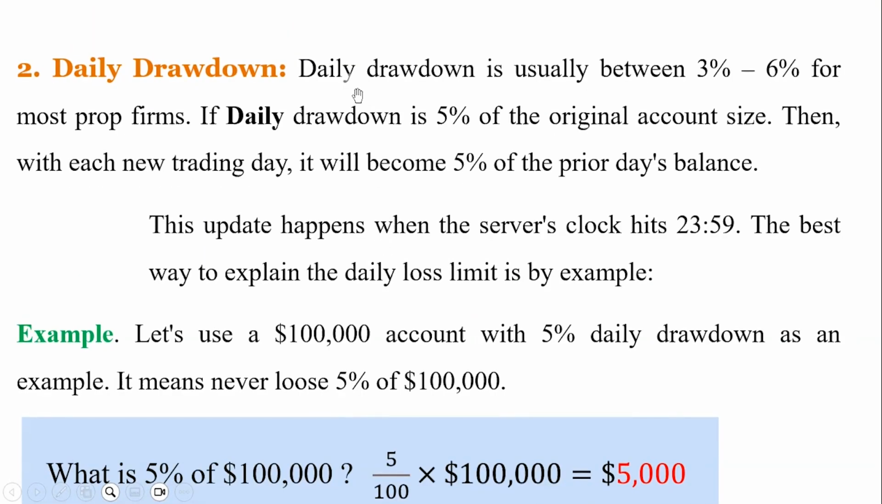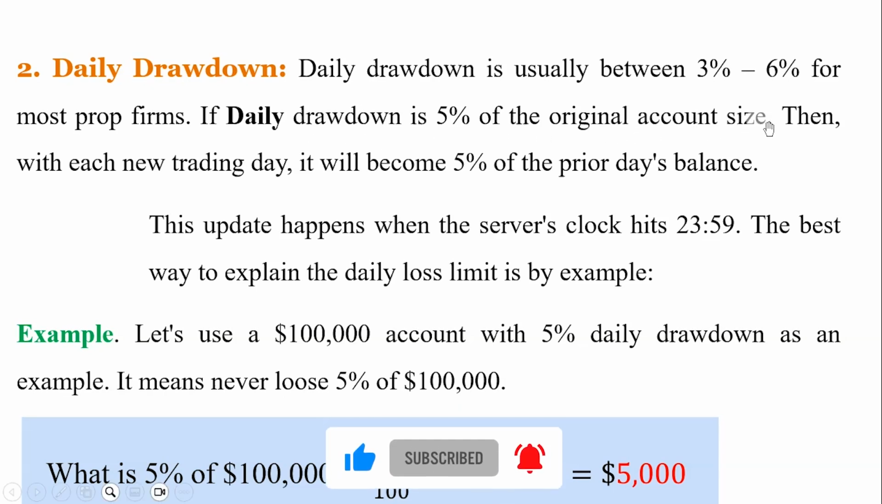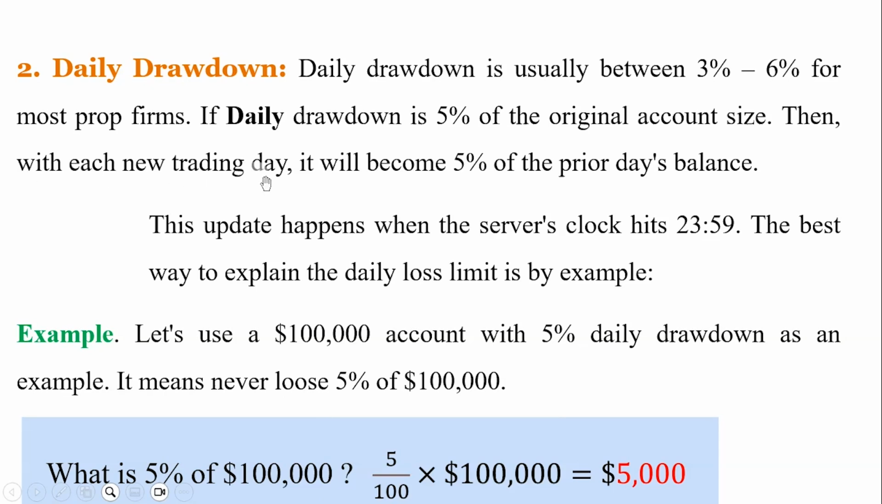Here is the second drawdown, which is the daily drawdown, and this drawdown limit is usually between 3% to 6% for most prop firms. If daily drawdown is 5% of the original account size, then with each new trading day, it will become 5% of the prior day balance. This update happens when the server clock hits 23:59 GMT. The best way to explain the daily loss limit is by example.